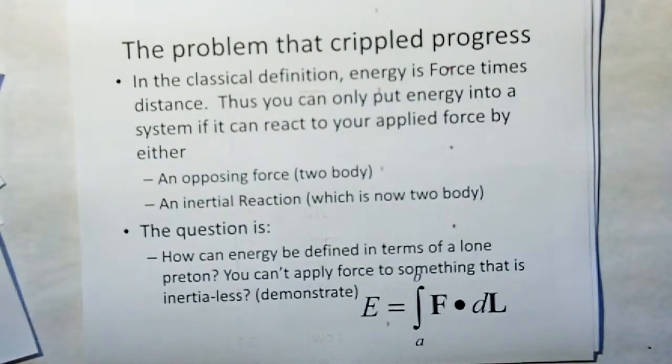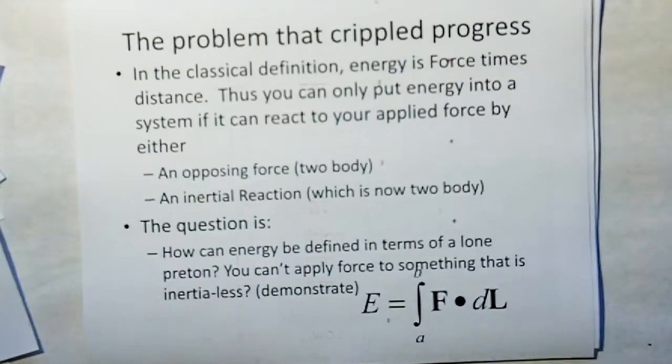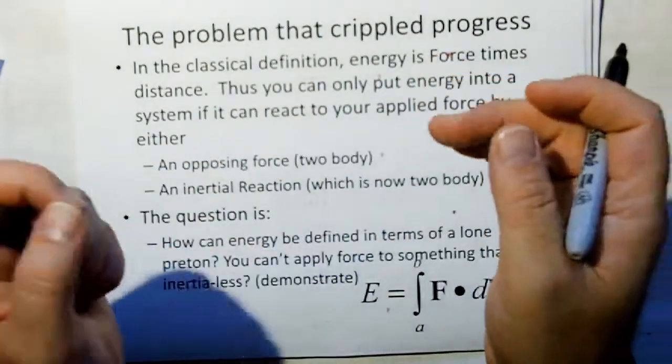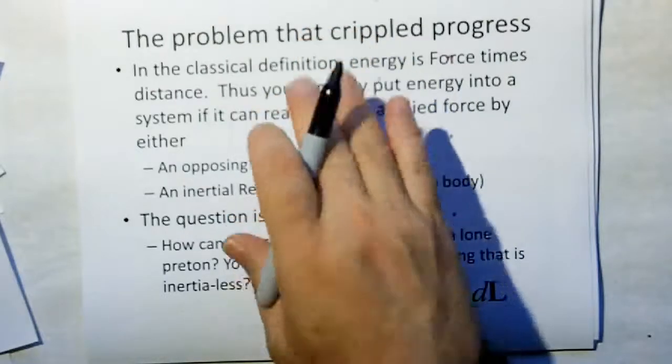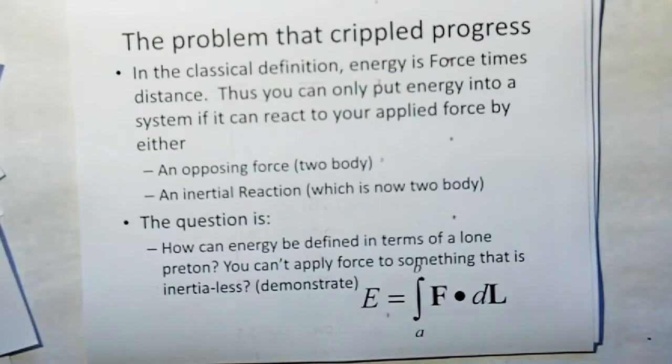And the problem that crippled progress for the longest time is in the classical definition of energy, force times distance is the definition. And you can only put energy into a system if it can react to your applied force. It's like, you have an opposing force in a two-body or the inertial reaction of a mass. And so how can energy be defined in terms of a lone proton that you can't apply force to? Because you can't apply force to something that's inertialess, at least in classical terms.